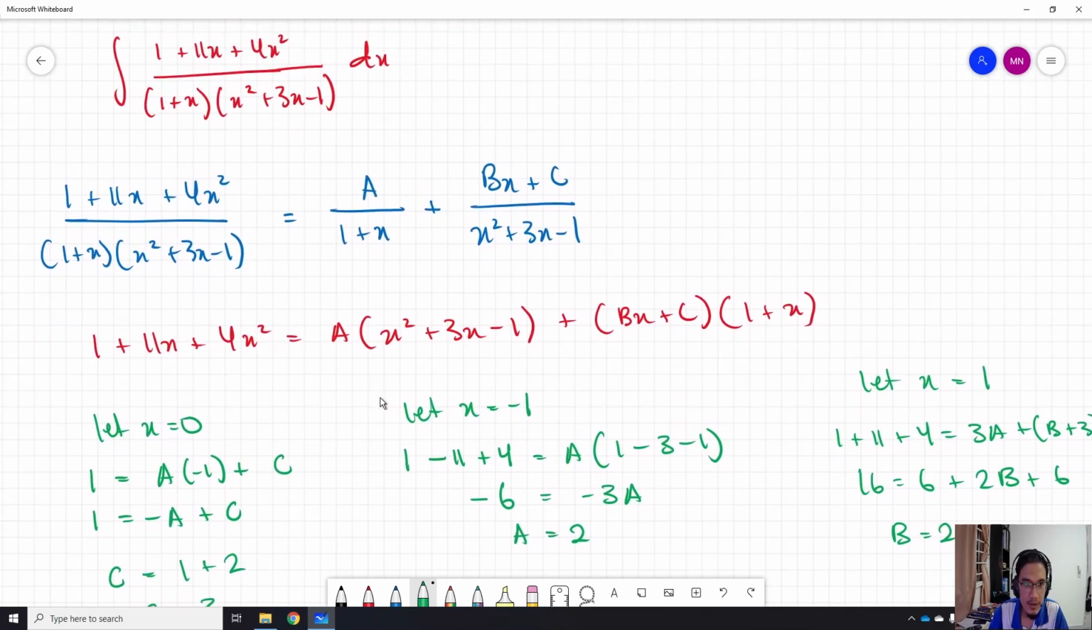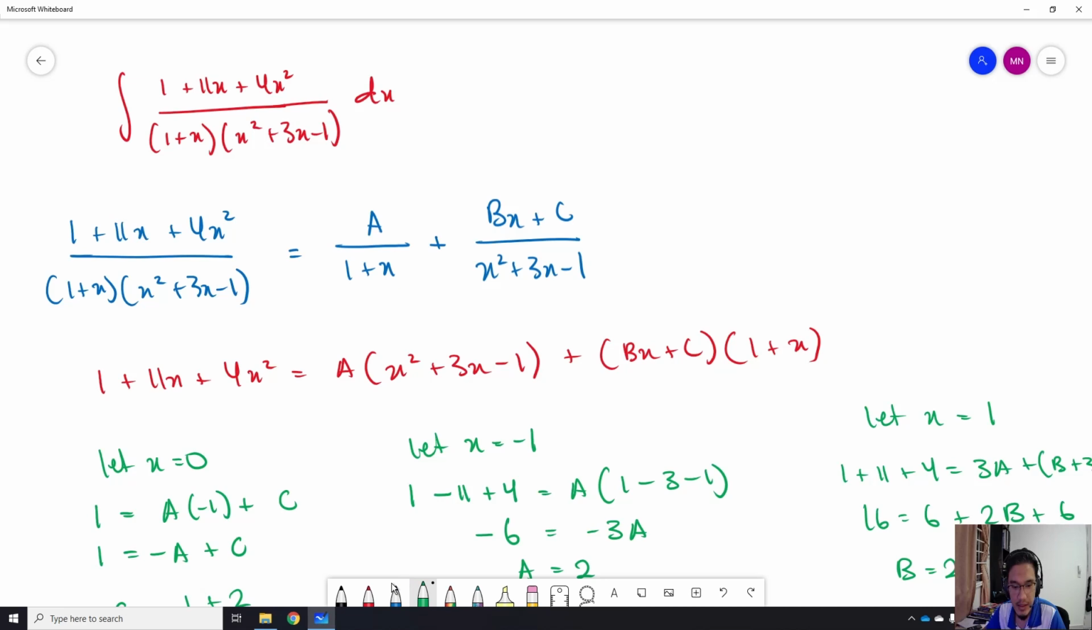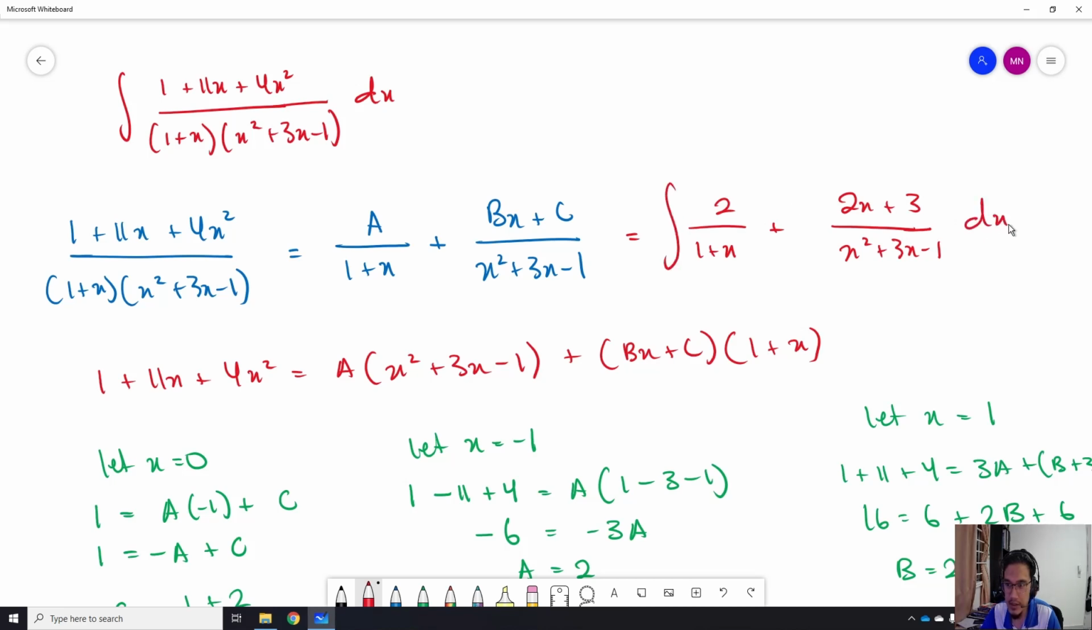We substitute the answer into the equation. So our a is 2, so means 2 over 1 plus x plus, and our b is also 2, 2x plus 3 over x squared plus 3x minus 1. So we integrate this form.